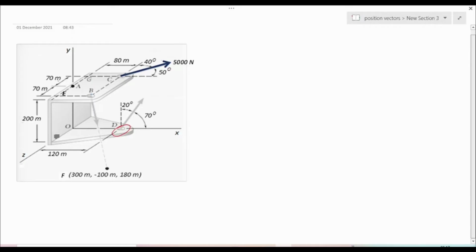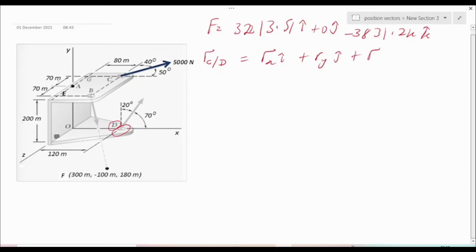Let's not forget that we've estimated our force component before, to be equal to 3213.51 i plus 0 j minus 3831.24 k. But for this case, we are looking for the moment about point D. So we are going to be estimating the position vector that is needed to calculate the moment of the force acting at point C about position D. So we are going to move from point D to point C swiftly to determine Rx i, Ry j, and Rz k.